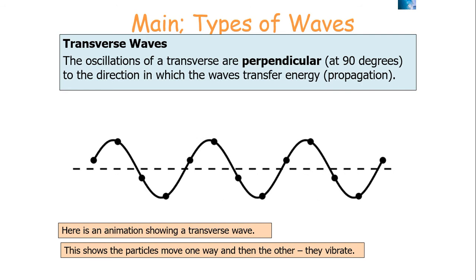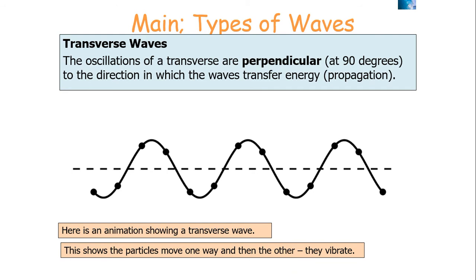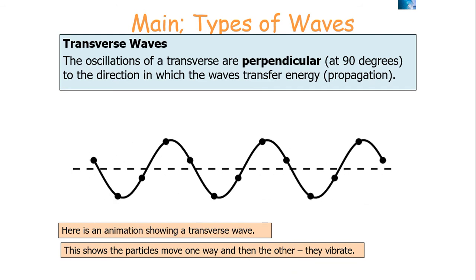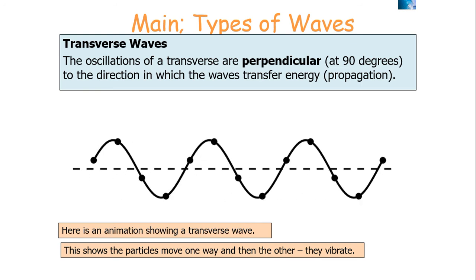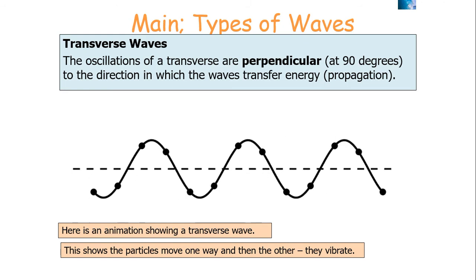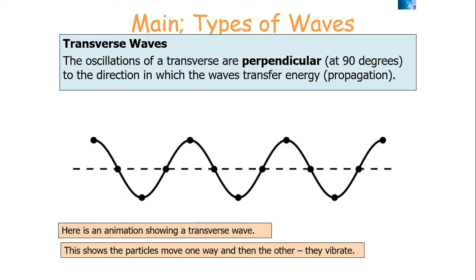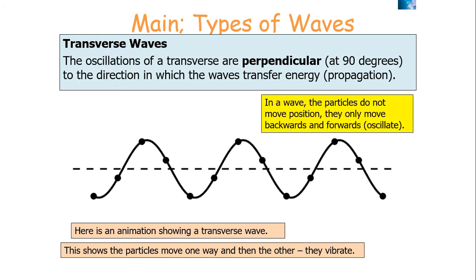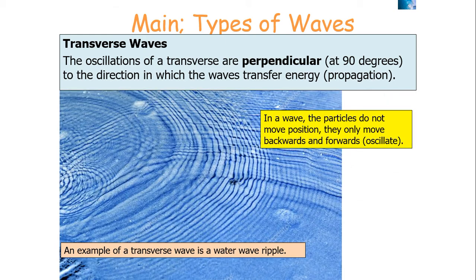Now, there's another category we can place a wave in. It can either be transverse or longitudinal, because another property we can measure is the direction in which the particles will oscillate when the wave travels through. Now, a transverse wave is when the oscillations or vibrations of the particles are perpendicular, at 90 degrees, to the direction in which the energy is transferred, the energy is propagated. So in a wave, the particles, once again, remember, do not move position, they only oscillate backwards and forwards, which is very important. Now, an example of a transverse wave is a water wave ripple.